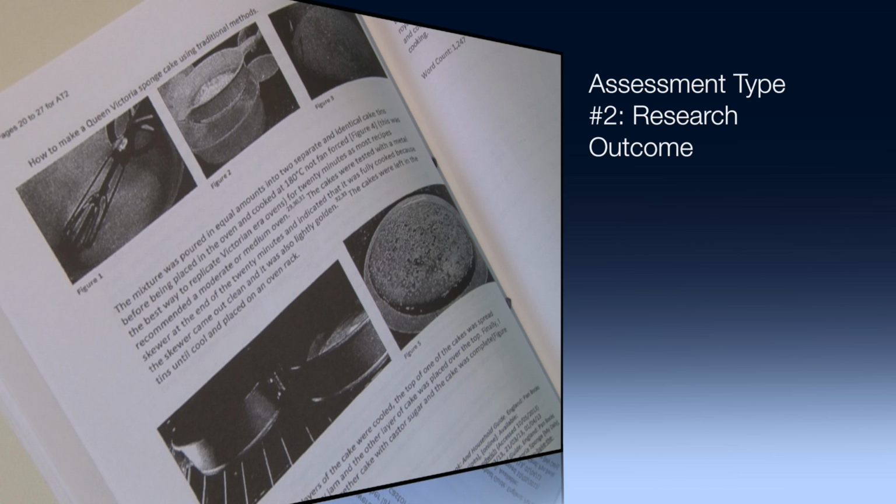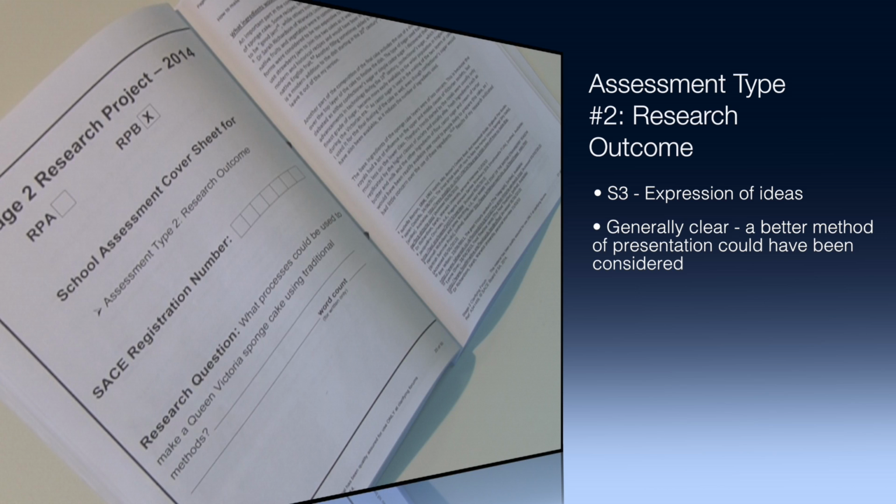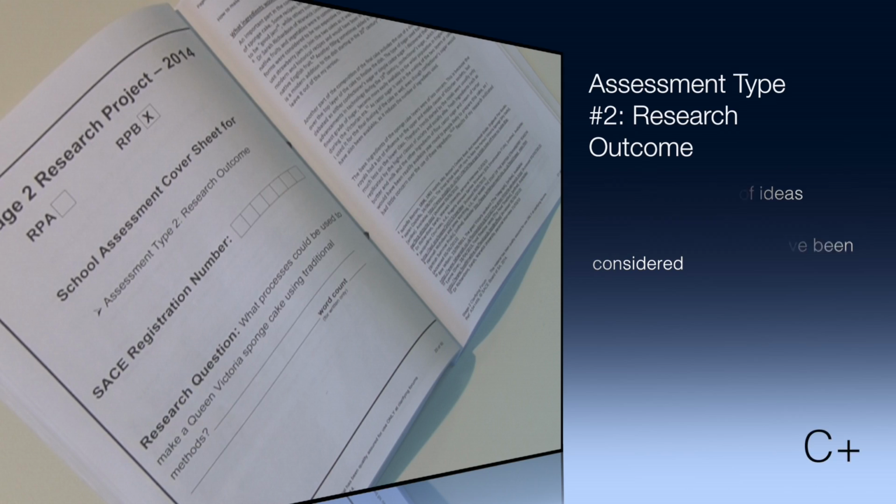In regards to S3, the student has expressed their ideas generally clearly. Perhaps it might have been better to have the method condensed to a recipe or a method statement rather than the reader perhaps needing to do this. This is an example where they've obviously actually made the cake and they perhaps could have shown their learning in another way rather than a report, but we have what we have and it has been judged at a C+.